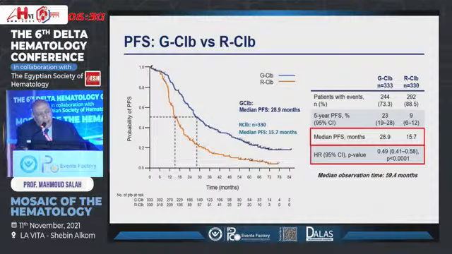The progression-free survival data showed that patients receiving Gazyva plus chlorambucil had a median progression-free survival of around 28.9 months, while patients receiving rituximab plus chlorambucil showed a progression-free survival of 15.7 months, during a median observation time of around 60 months.